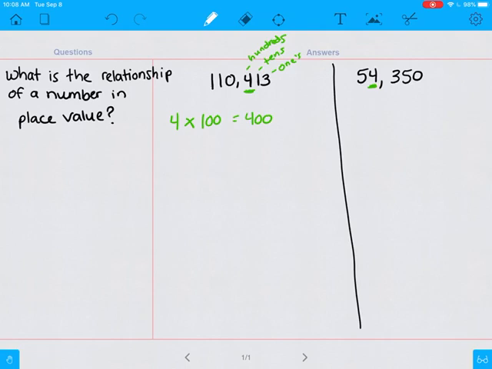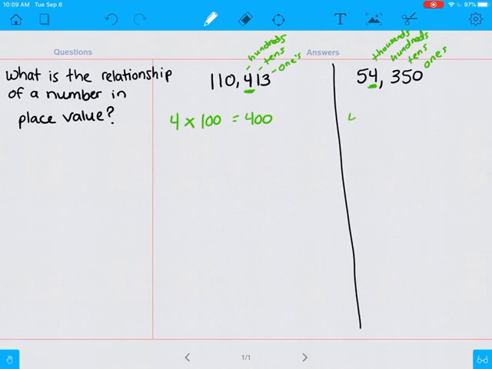Okay, and this number right here, we've got our ones, tens, hundreds, and everybody should know that after hundreds is thousands. I ran out of room. So this means that I have 0 ones, I have 5 tens, which is the same as 50, I have 3 hundreds, which is the same as 300, and I have 4 thousands.